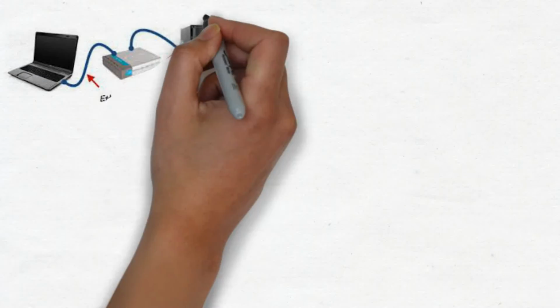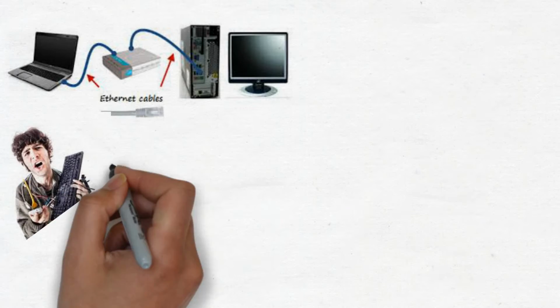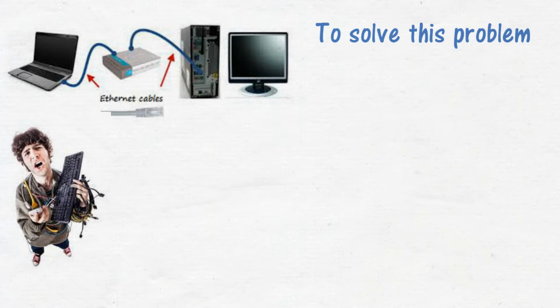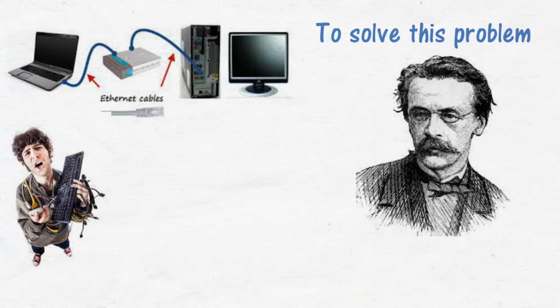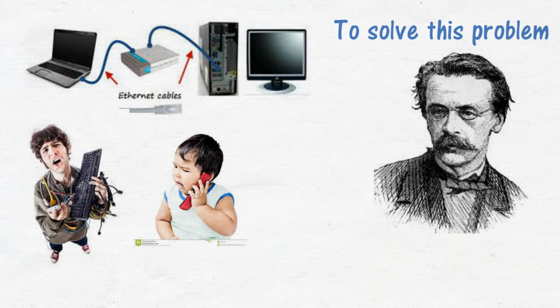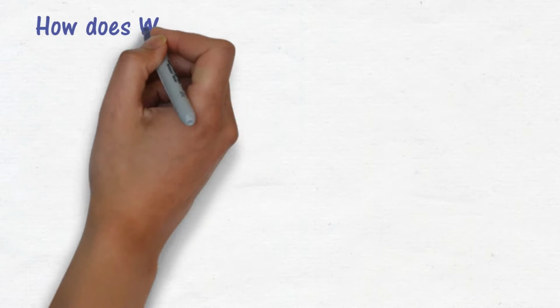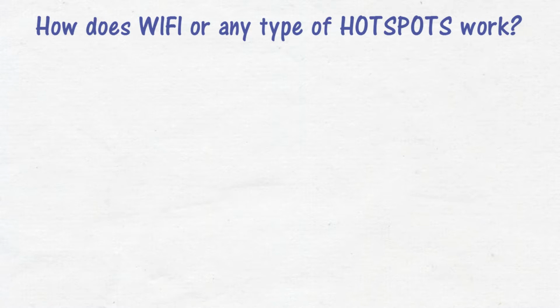But with the cables attached to your computers, gaming consoles, etc., you could not move and be flexible. So to solve this problem, John O'Sullivan came up with the solution of Wi-Fi. So now you can connect with anyone, anywhere, without the mess of cables. So how does Wi-Fi or any type of hotspot work?